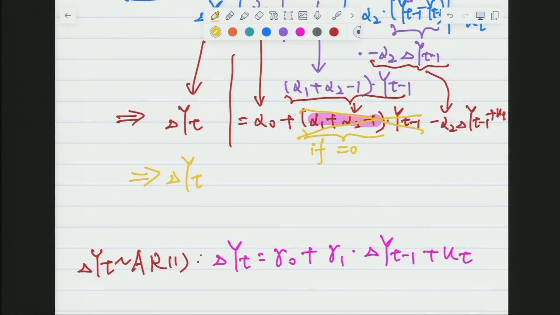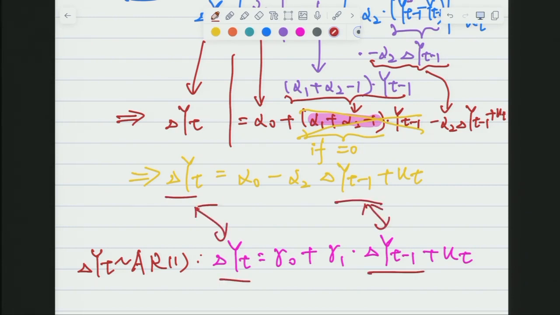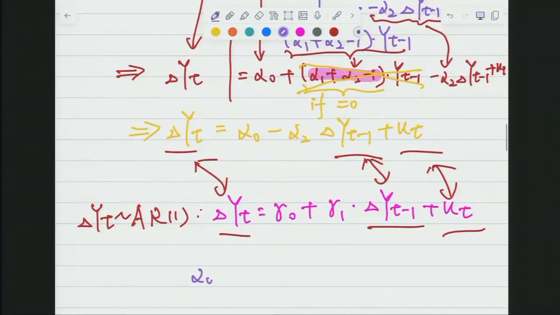And the equation becomes the first difference on the left, and we have alpha 1 minus alpha 2 delta yt minus 1 plus ut on the right. Essentially, we have the same variable on both sides of the equation. And with an intercept plus a slope, this must imply that alpha naught is the same as gamma naught, and that gamma 1 is the same as minus alpha 2.